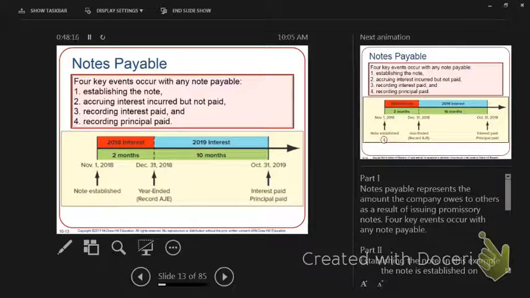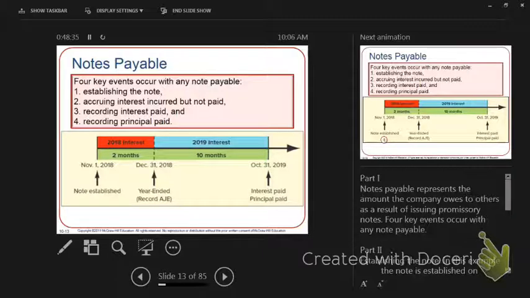A lot of times with these notes, when they're only 1 year, interest is paid at the end. You pay it back and you can pay all the interest. Now number 3. Remember, the book does it one way and I do it another. You can do whichever way you want, just like in notes receivable.